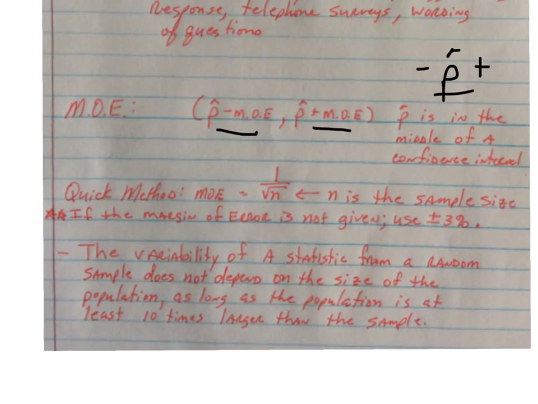Now, if the margin of error is not given, always use plus or minus 3%. Just like if I don't give you a confidence statement, it's always 95% confidence. So 95% confident goes hand in hand with the 3% margin of error if it is not given. And finally, the variability of a statistic from a random sample does not depend on the size of the population, as long as the population is at least 10 times larger than the sample.